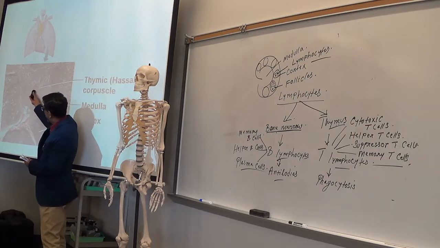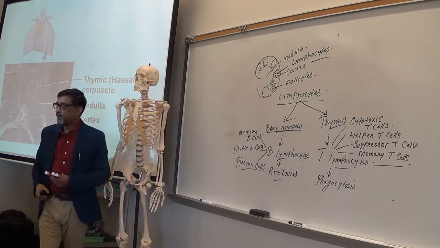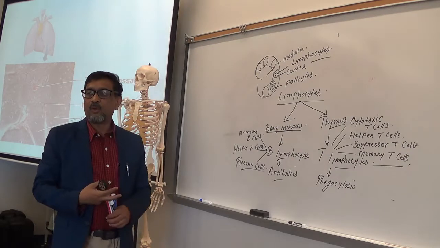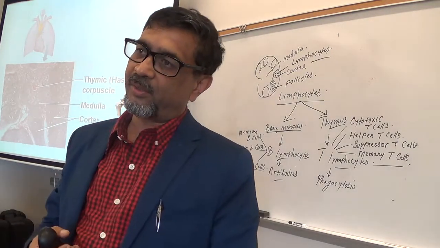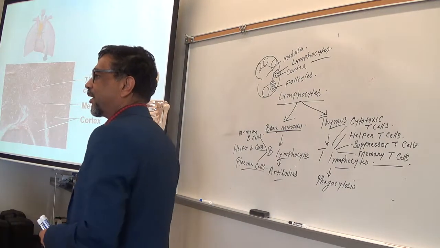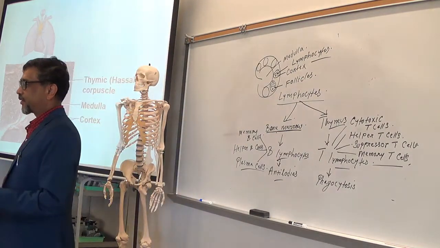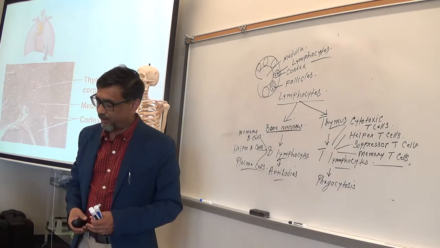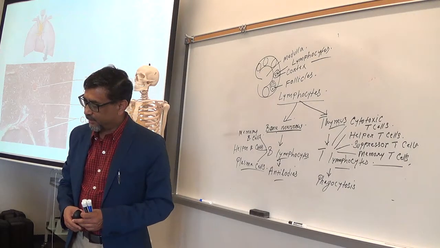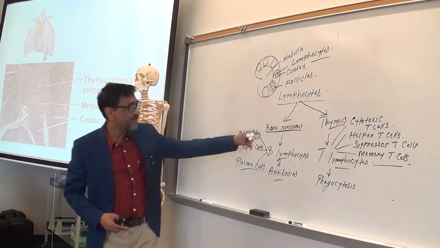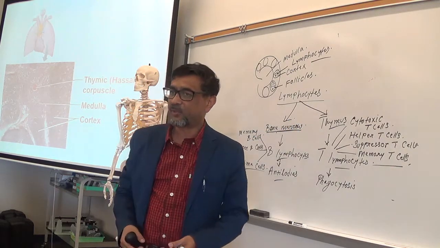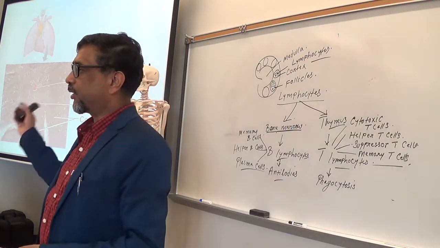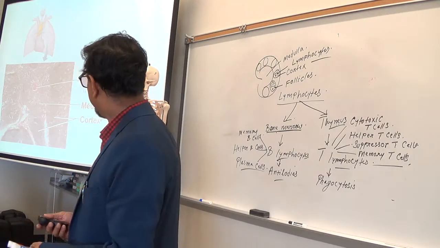This is the thymic or Hassall's corpuscle. We don't know the function of this structure yet, but some researchers said that thymic corpuscles are the locations where the T lymphocytes get matured. So maturation of T lymphocytes occurs in those corpuscles.